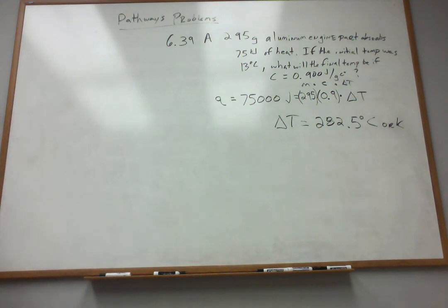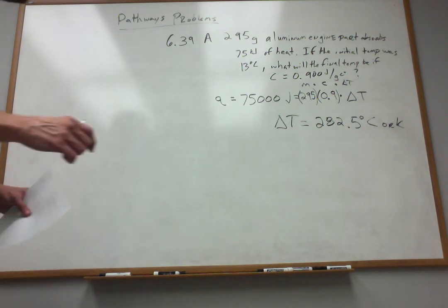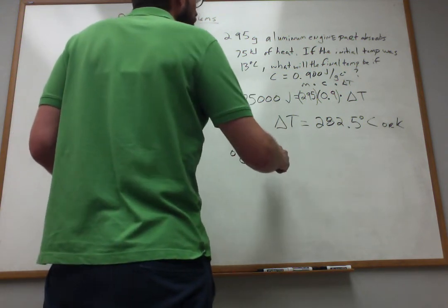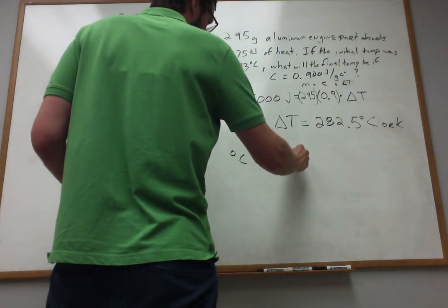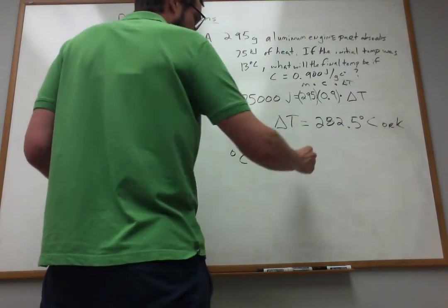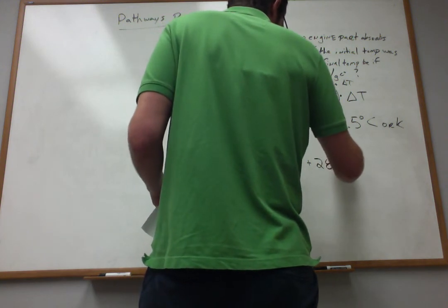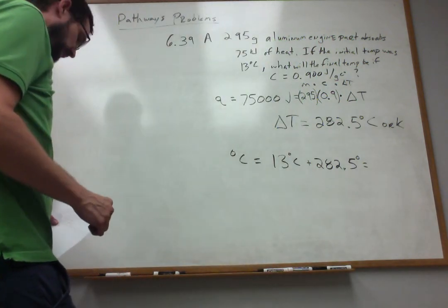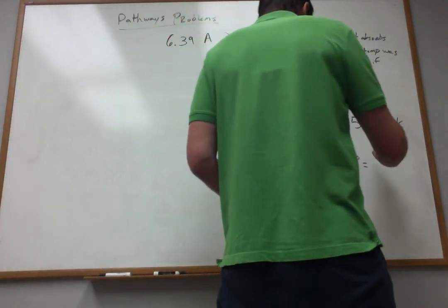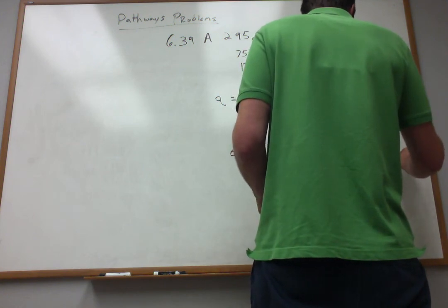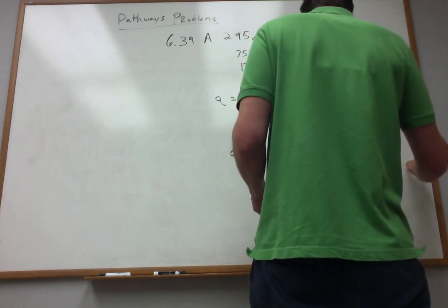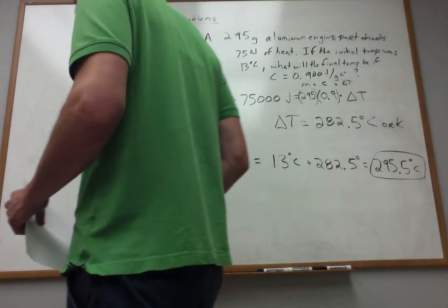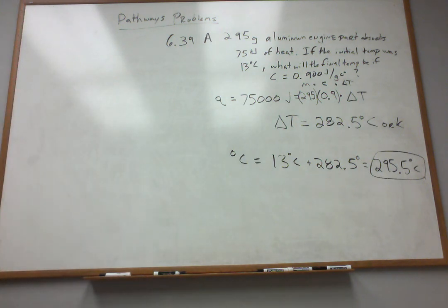Now, we want to compute the final temperature in Celsius degrees. So degrees Celsius is going to be the initial, which was 13 degrees Celsius, plus our increase in temperature, because heat was absorbed here. So we're going to add 13 and 282.5. That's going to yield an estimated final temperature of 295.5 degrees Celsius. So that thing is going to get pretty hot after all of that heat energy is absorbed.